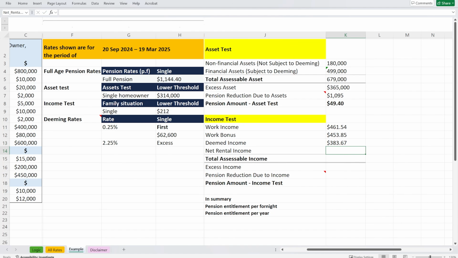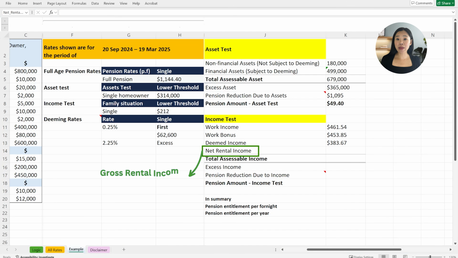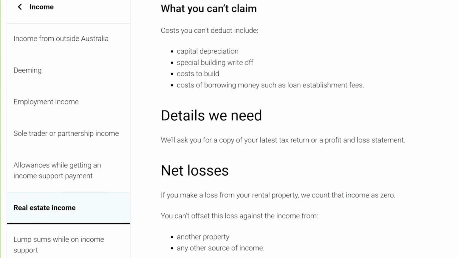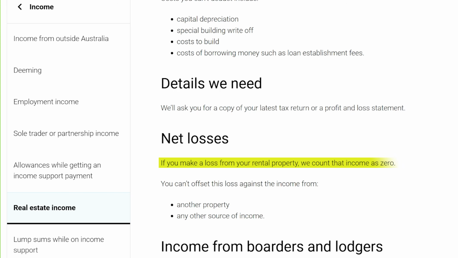When it comes to rental income from investment property, Centrelink includes the net rental income in its calculations. This means the gross rental income minus allowable deductions. However, not all ATO deductions are allowed by Centrelink. You can deduct loan interest payments, rates, and maintenance costs such as agent fees and insurance premiums. You cannot deduct capital depreciation, special building write-offs, and so on. If your rental property makes a loss, Centrelink will treat the income as zero. You cannot offset this loss against income from another property or any other source of income.